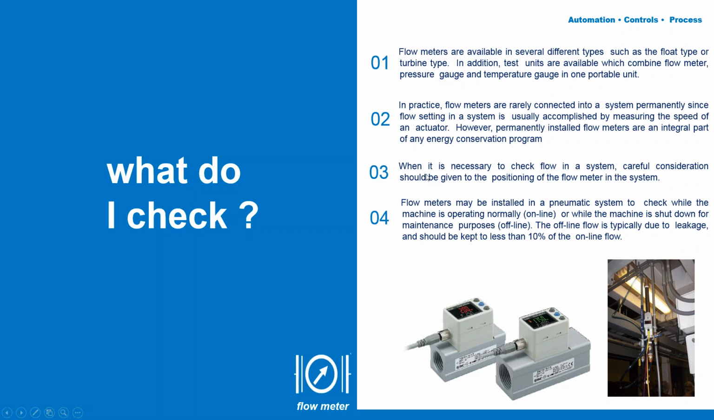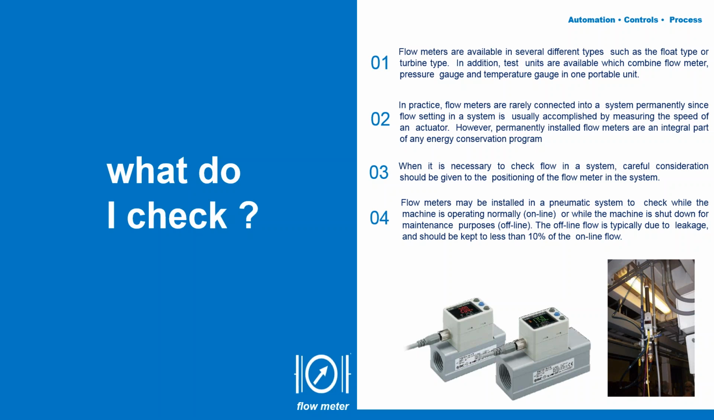Checking flow might be another issue. There are several kinds of flow meters. There are float type ones or turbine types. There are also any number of digital flow meters nowadays. I would say this second point here, flow meters are rarely connected into a system permanently.